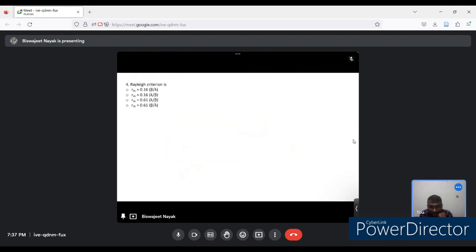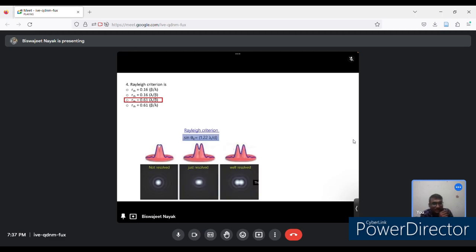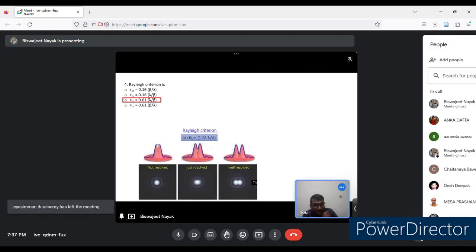So the Rayleigh criterion, as I have already told, this R_th is 0.61 lambda by beta. What is this beta? This beta is basically the numerical aperture. Okay. Don't know who was asking. Can you ask the question again?